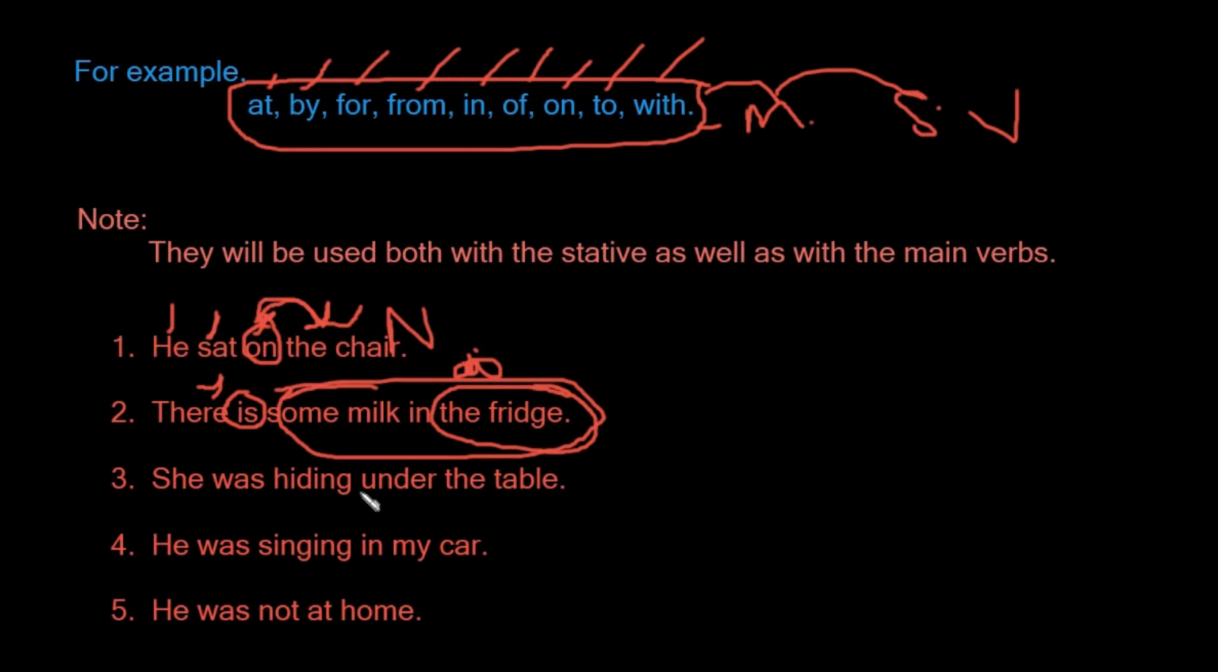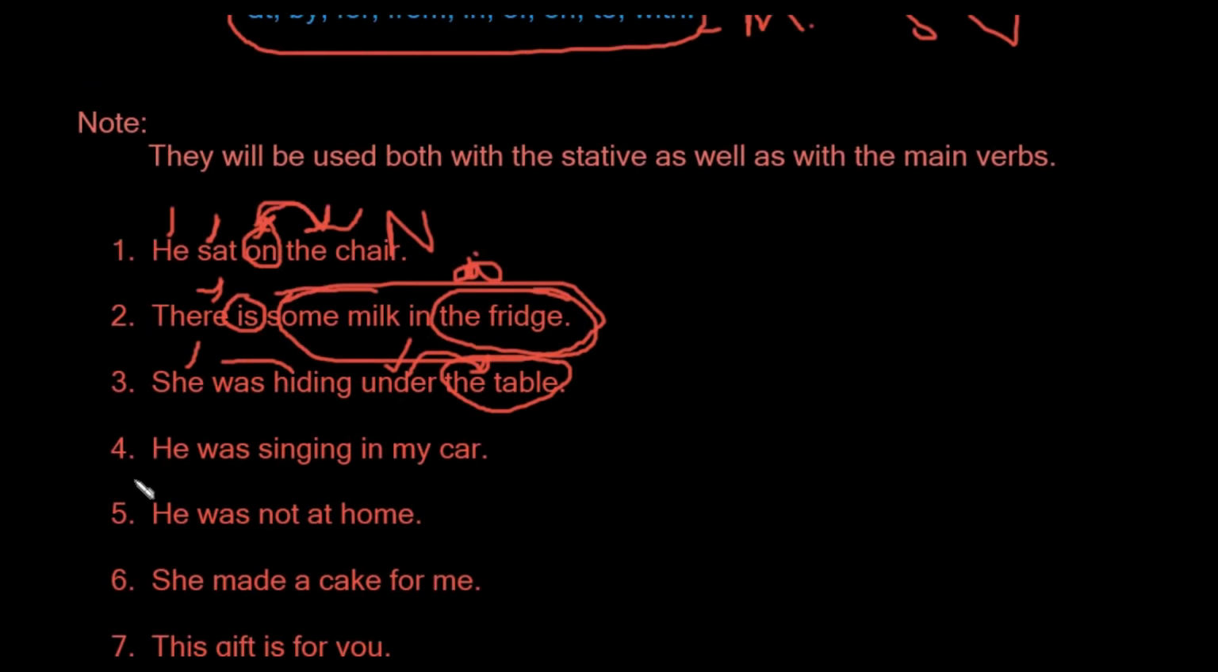So, she was hiding under the table. She is the subject, was hiding is a verb phrase and hiding is a main verb. Under the table: under is a preposition, and table is a noun, which is the object. It is completing the sentence. Under is the preposition and table is the object, and it is followed by the object. It came before the object.